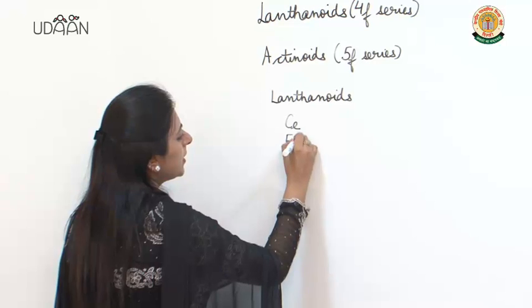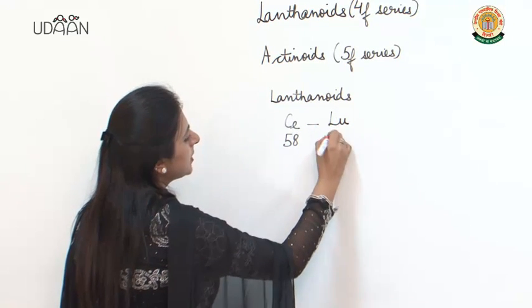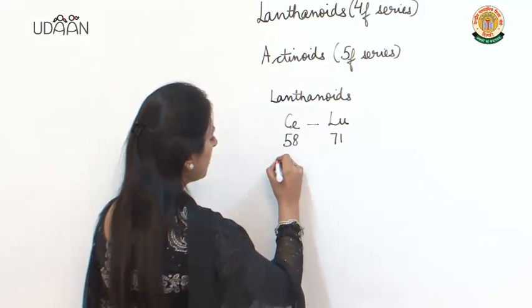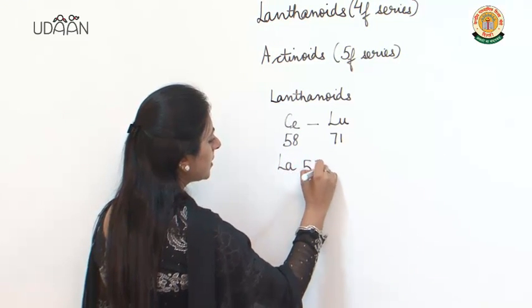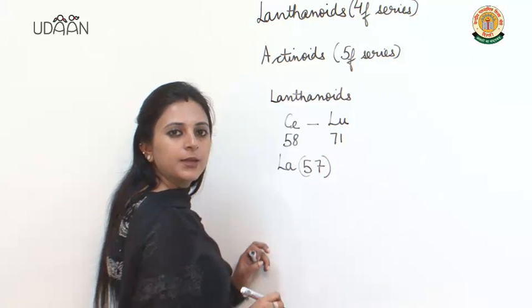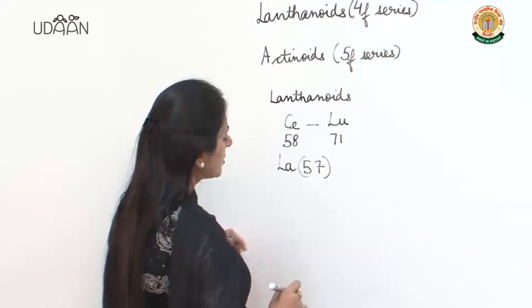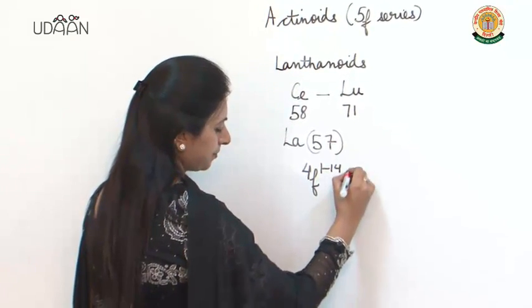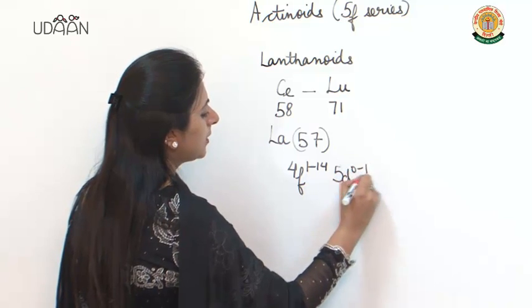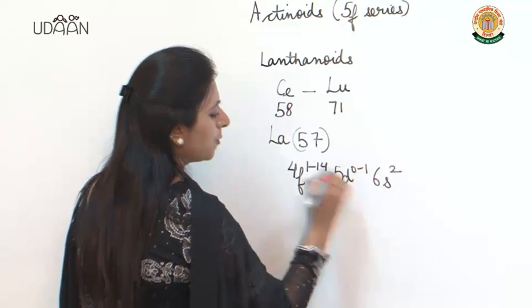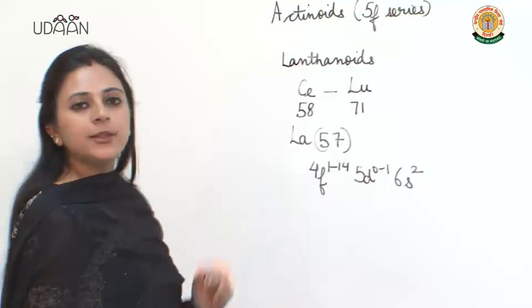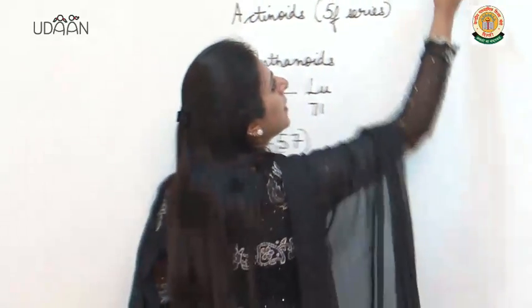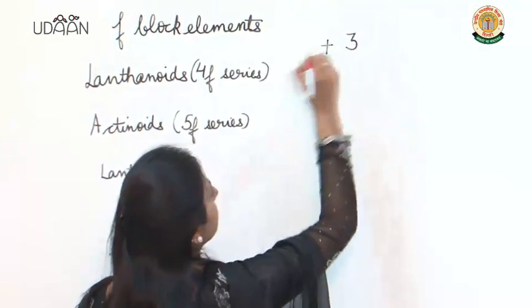Elements from cerium 58 to lutetium 71 are known as lanthanoids because they follow lanthanum 57 in the periodic table. Now what is the general electronic configuration of lanthanoids? It is 4f1 to 14, 5d0 to 1 and 6s2. Now the most common oxidation state shown by these lanthanoids is +3.